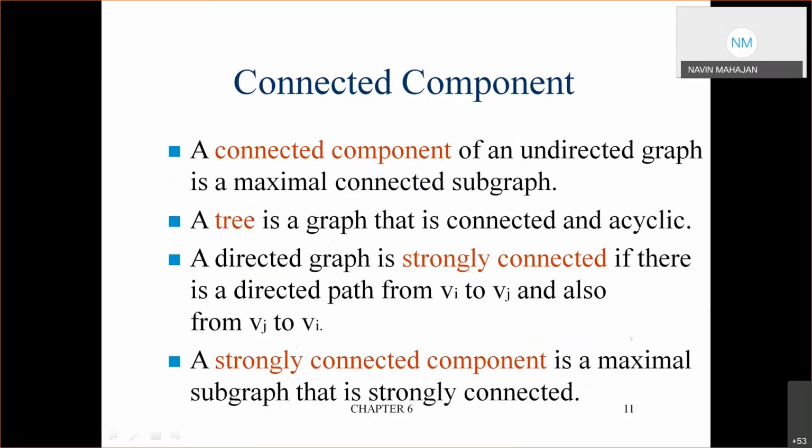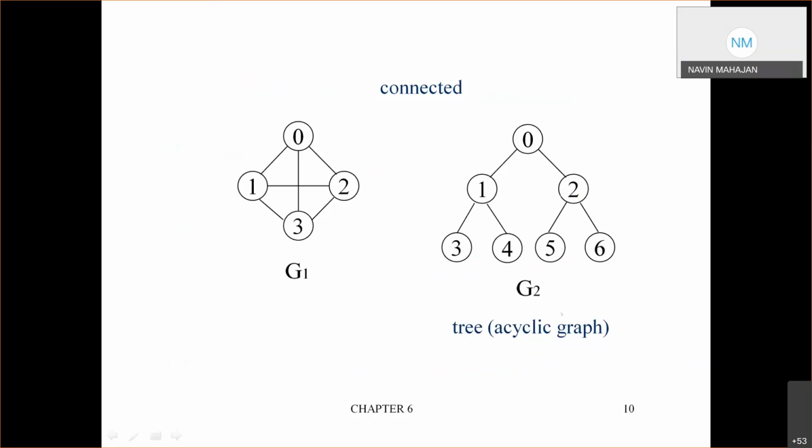A connected component of an undirected graph is a maximal connected subgraph. A tree is a graph that is connected and acyclic. Take this example. This graph is a tree, which is acyclic, meaning there are no cycles here. A cycle means starting with one particular vertex, and after reaching some other vertex, coming back to the same vertex. Since there are no cycles, a tree is also called an acyclic graph.